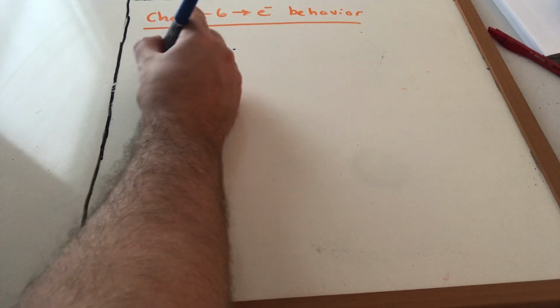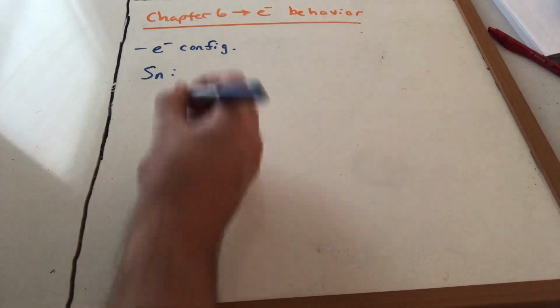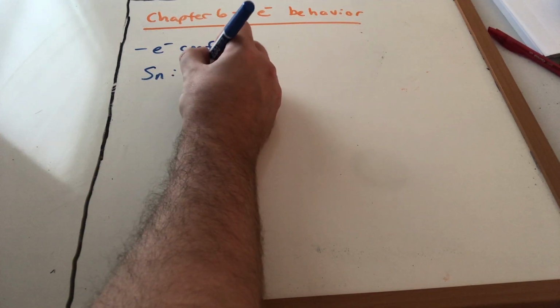So let's do an electron configuration of Sn. Here's what we do. We could use the noble gas shortcut like I showed you in the last example, but just to start with, I just want to show you a full example. Now, Sn has 50 total electrons, okay? Where do the first electrons go? They go into the 1s.